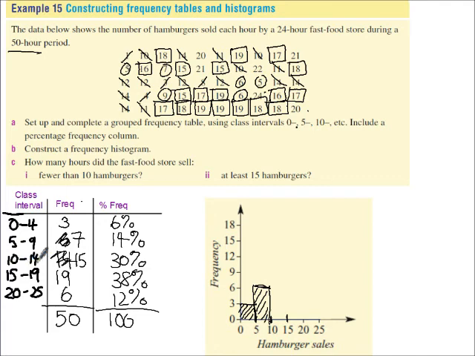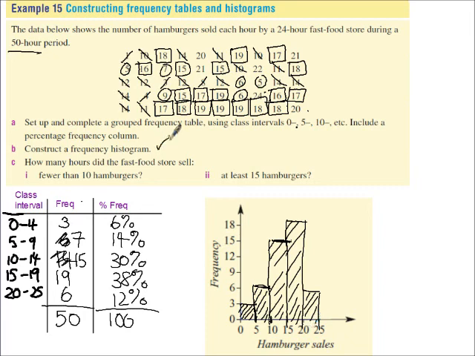10 to 15, or 10 to under 15, is 15. So we're going way up here. From 15 to 19, I have 19 hours, so that goes down there, and 20 to 25 is back to 6 again. So there's my frequency histogram for my data on hamburger sales in a 50-hour period. Okay, so we've done part B.